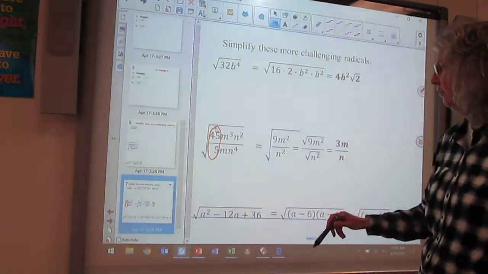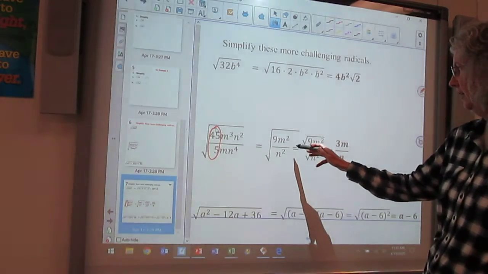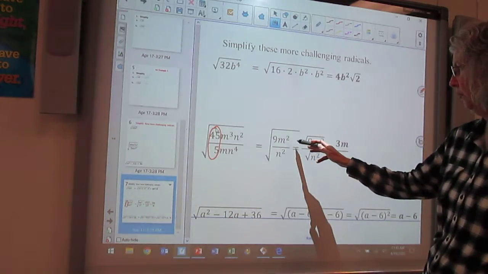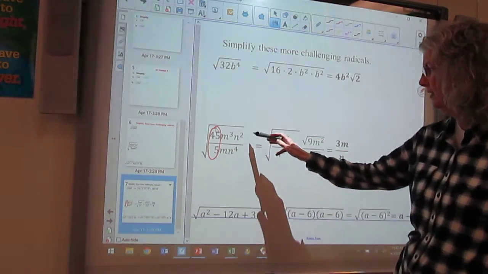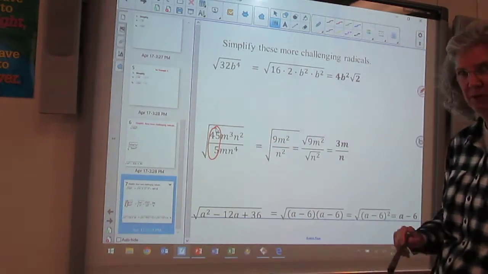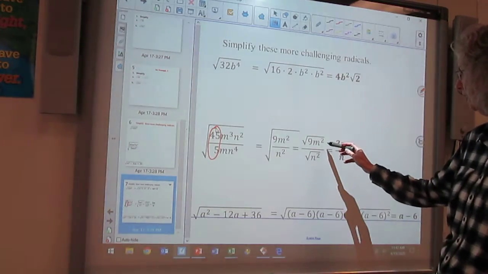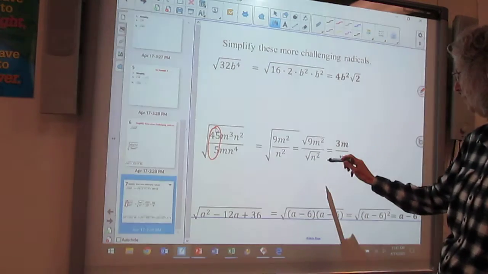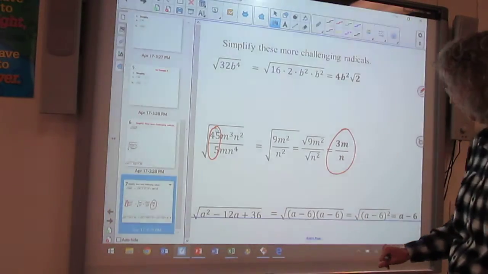But here 45 over 5 is 9, and we get 9, m squared, since m cubed over m is m squared, and n squared downstairs, since n squared over n to the 4th is n squared. And we're going to simplify that into 3. The square root of m squared is m, and the square root of n squared is n, and there's your final answer. Hope you did well on that one.